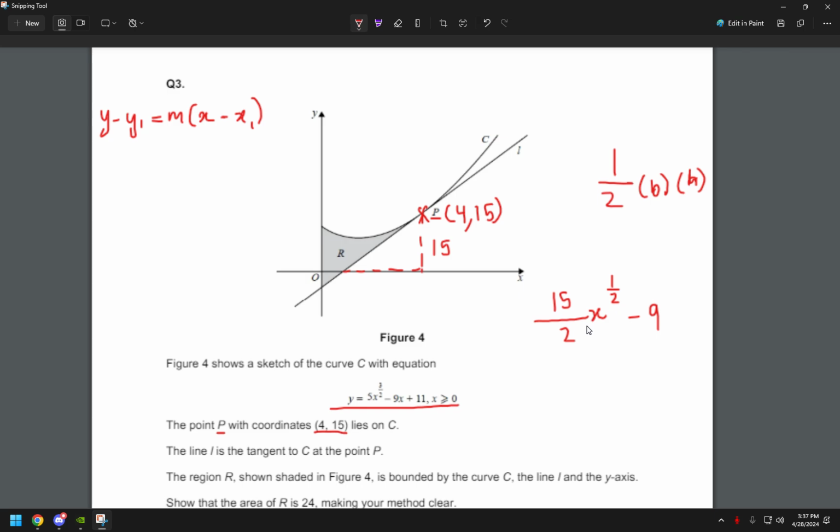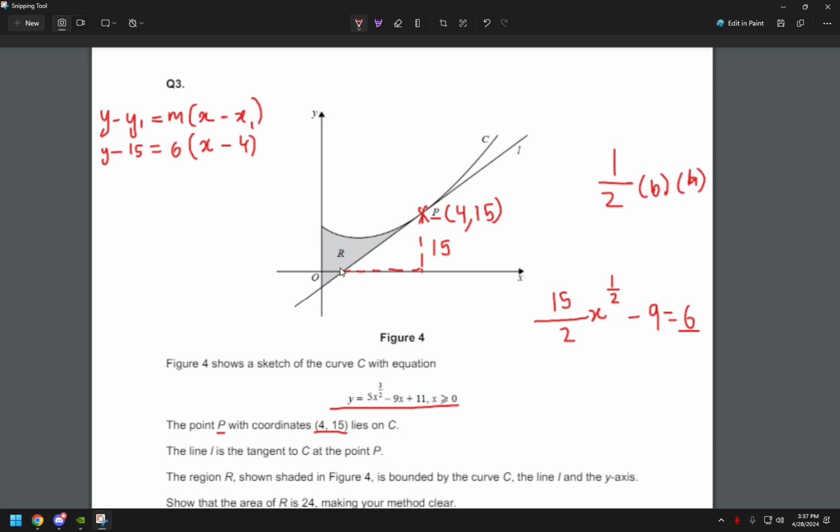Now, the gradient of the curve, the line L, is 15 over 2 times 4 to the power of 0.5 minus 9, which is 6. So now we can sub in m, the gradient. Okay, we have 6. We have the x coordinate, which is what? Which one is it? 4. So 6 times (x minus 4) equals y minus y1, which is 15.